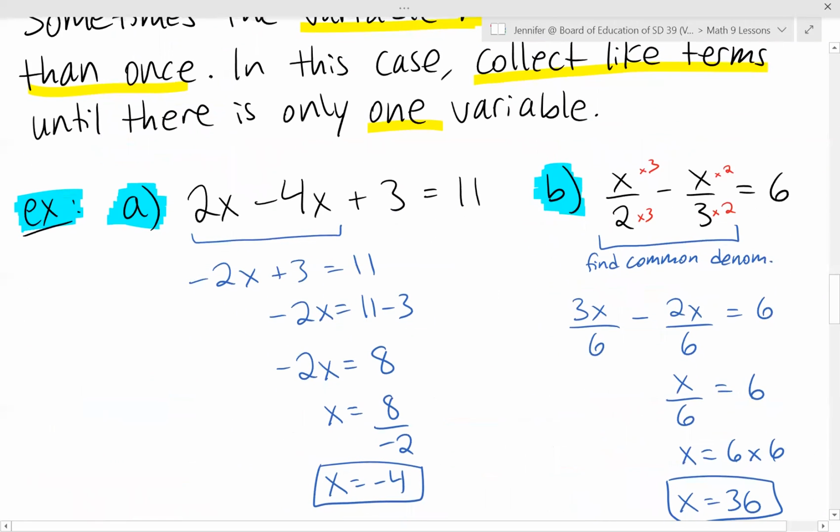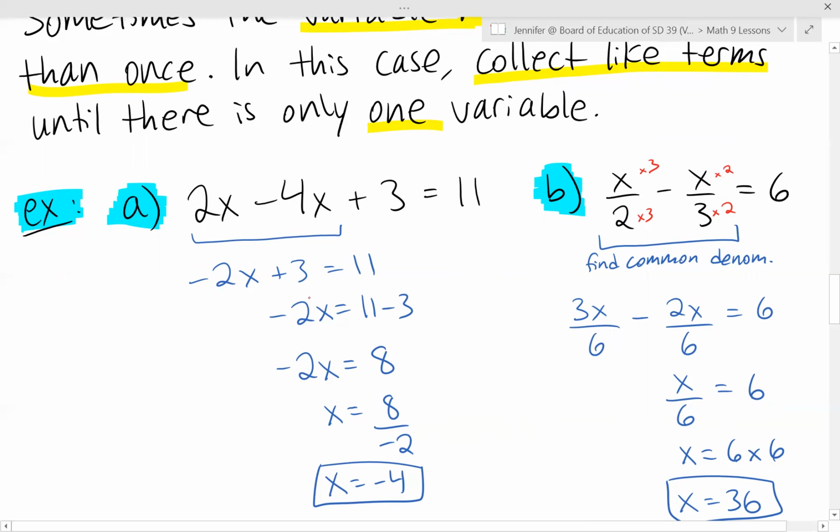So this first example, we've got 2x minus 4x plus 3 equals 11. This is still a linear equation, but thankfully, yeah, we have two variables, but they're the same variable with the same exponent, so we can combine them together, which is what I've done here. We had two x's, we subtracted 4 of them, we only have -2x left. So -2x plus 3 equals 11.